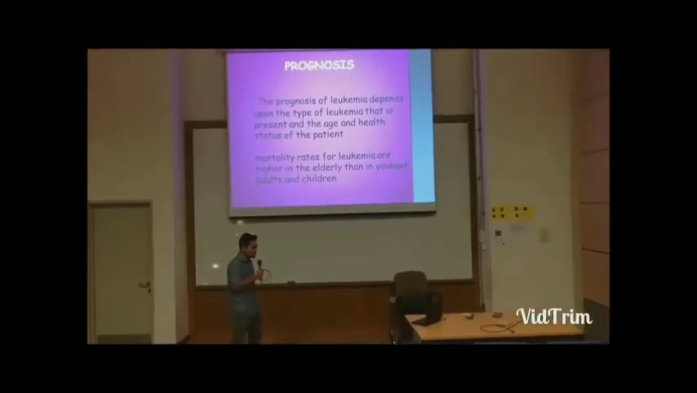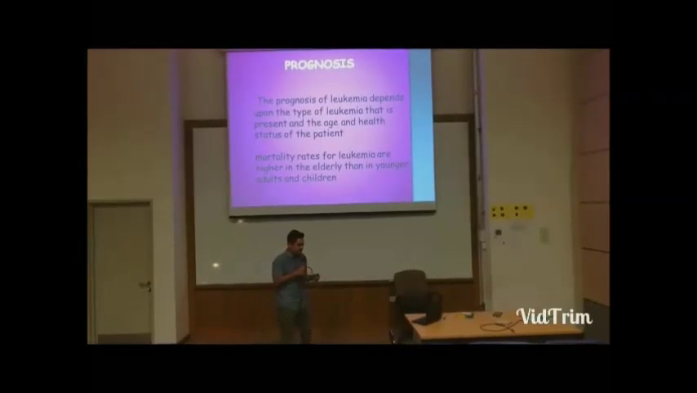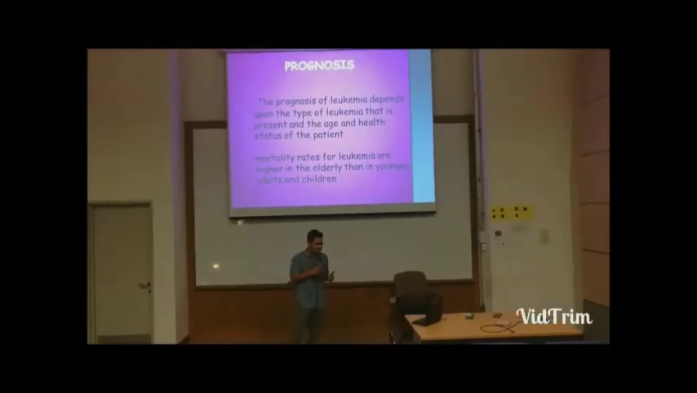And then we go to bone marrow aspiration. The doctor removes some bone marrow from the hip bone or another large bone. A pathologist examines the sample under a microscope. Next, bone marrow biopsy. The prognosis of leukemia depends upon the type of leukemia that is present and the age and health status of the patient.